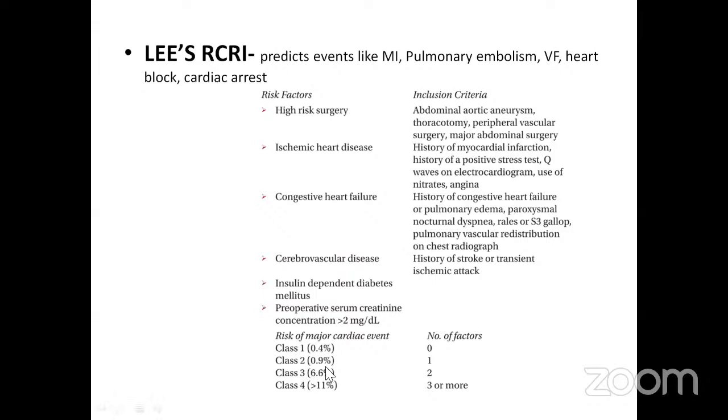In MACE, class 4 will have a major MACE of 11%, whereas class 3 has only 6.6%, whereas class 2 and 1 have much lesser, which is 0.4% to 0.9%. It includes the number of factors involved. Like class 1 has 0 factors, class 2 has 1 factor, and class 4 has 3 or more factors.